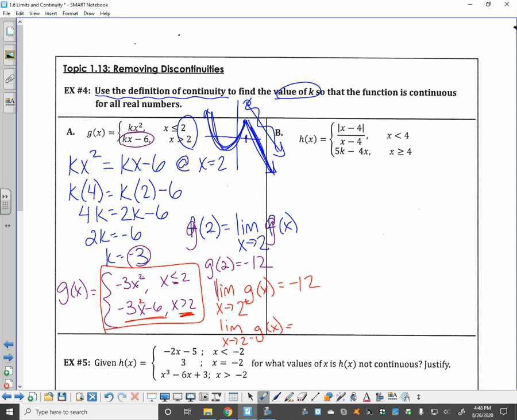All right, now let me find the limit as x approaches 2 from the left. And if I do that, this one, because these are the x's that are from the left. So let me plug in a 2 here. 2 squared is 4. 4 times -3 is -12.